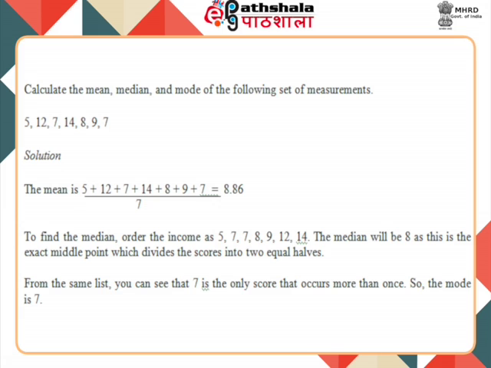In order to find the median, order the scores in ascending order. The median is the middle value, which is 8, as it divides the scores into exactly two equal halves. From the same list, if we have to calculate the mode, we can see that 7 is the only score that occurs more than once. Thus, the mode in this example is 7.